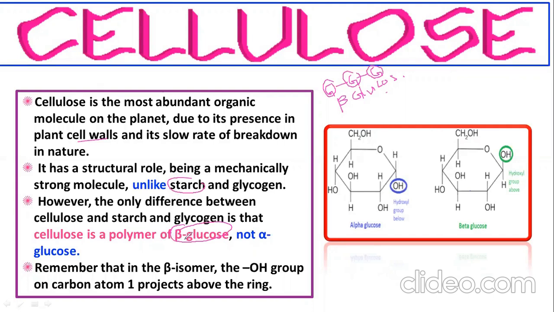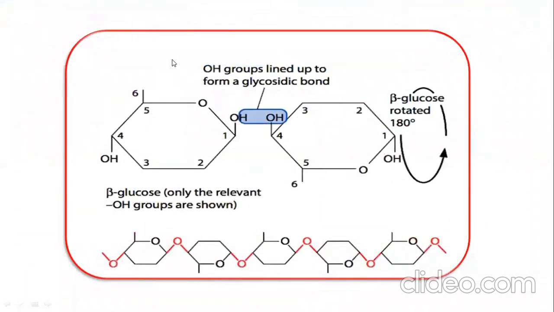Beta glucose is present in cellulose, and we already know that if the hydroxyl group on carbon number 1 is above carbon number 1, we call that beta glucose. So in cellulose we have beta glucose. Now let's move toward the structure of cellulose. You can check here, cellulose consists of beta glucose and the bond between them is what? Beta 1,4 linkage.